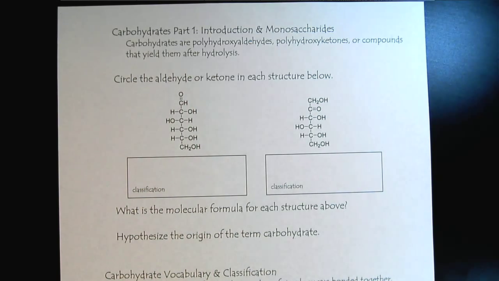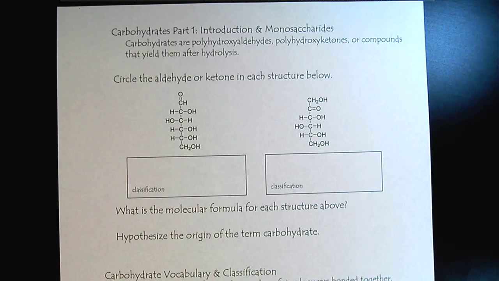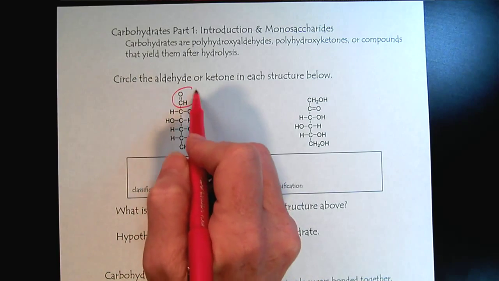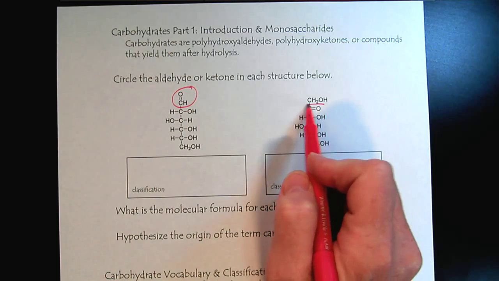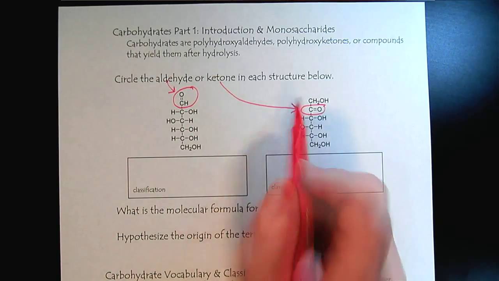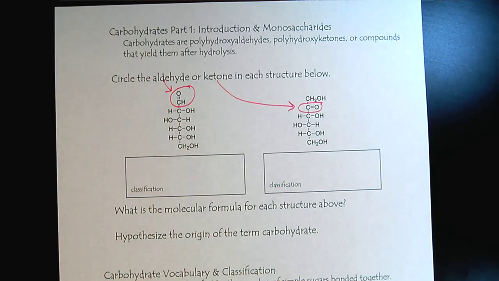So at this point, you're good at recognizing aldehydes and ketones. So go ahead and circle them in these two monosaccharides. We recognize here is the aldehyde, and there is our ketone. And then we see the many hydroxy groups, right, or alcohol groups. Okay, we're going to come back to these squares at the bottom of the page.